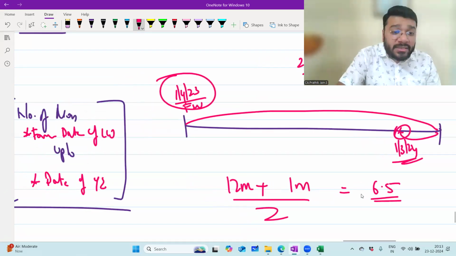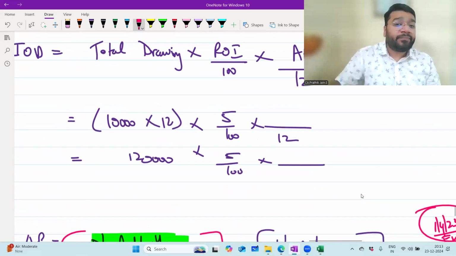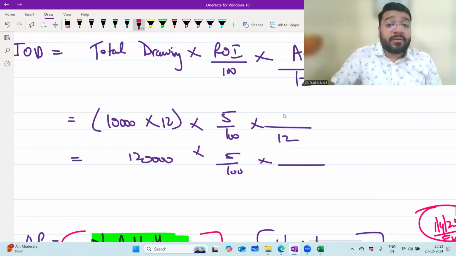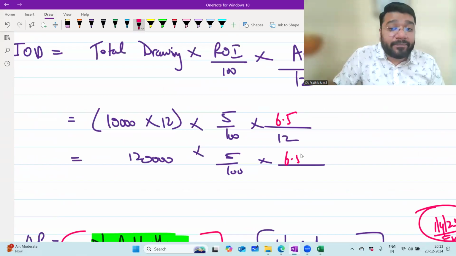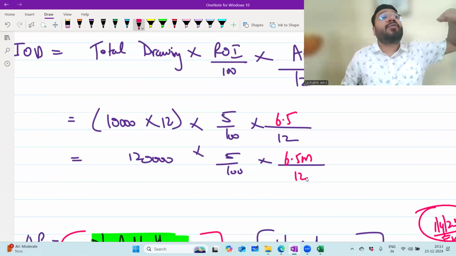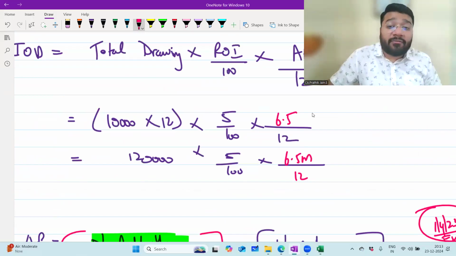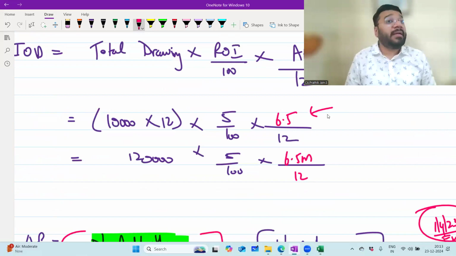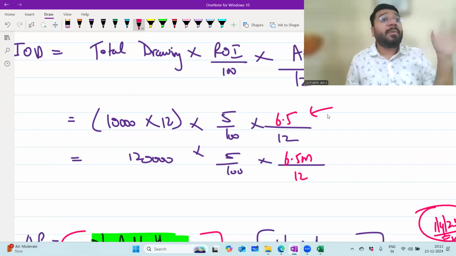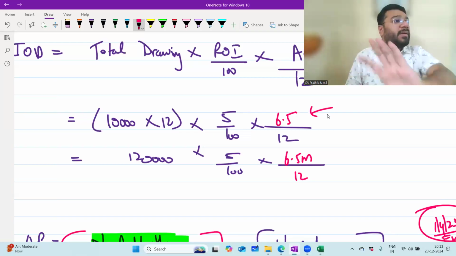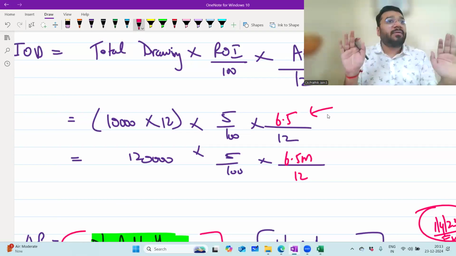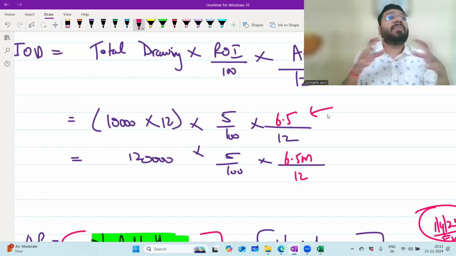This 1,20,000 rupees, you've on average enjoyed for 6.5 months. You've enjoyed this money on average for 6.5 months. Now, what this 6.5 means, we've discussed in detail, elaborately in the regular class, so I'll not go that deep. Here, my job is only to simplify the process.